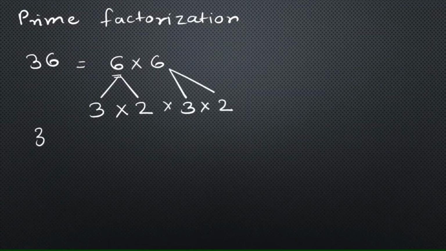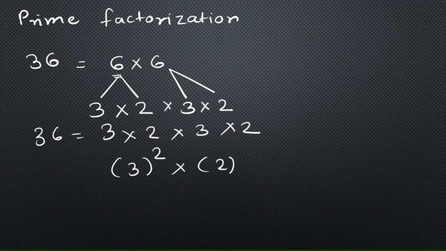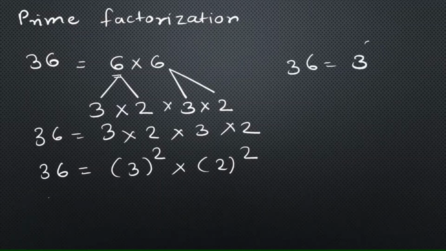36 means 3 times 2 times 3 times 2. So you can see here there are 3 times 3, which we can write as 3 square, and 2 times 2 means 2 square. So you can see here 3 and 2 are the prime factors, which have no factors other than 1 and itself. That's why the prime factorization of 36 is 3 square times 2 square.